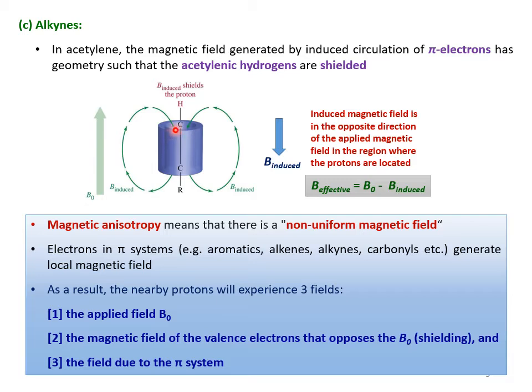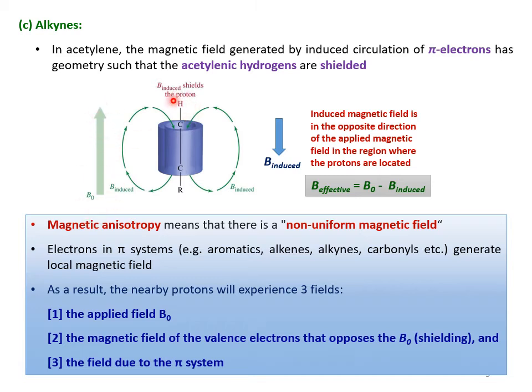So here you can see this blue cylindrical sheath is nothing but the circulation of pi electrons, and it generates a magnetic field which is called the induced magnetic field. Here you can see, in this region the magnetic field is in the same direction as that of the applied magnetic field, but in this region the magnetic field generated by the circulation of these pi electrons is opposing the external magnetic field.